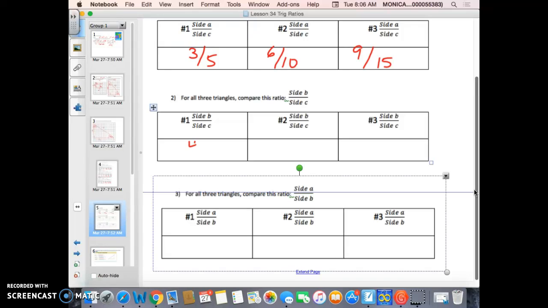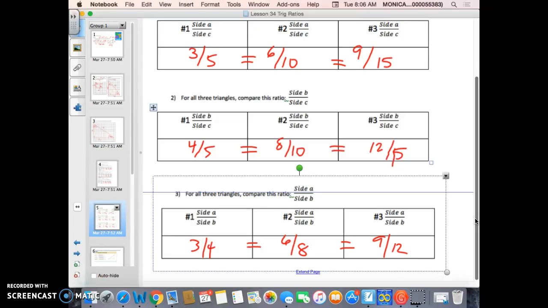And you'll notice the same thing for the second ratio. This one's 4 over 5, 8 over 10, and 12 over 15. Again, they're all equivalent ratios. They all equal each other. And that's how we know they're similar triangles. And the third one, we've got 3 over 4, which is equal to 6 over 8, which is equal to 9 over 12.